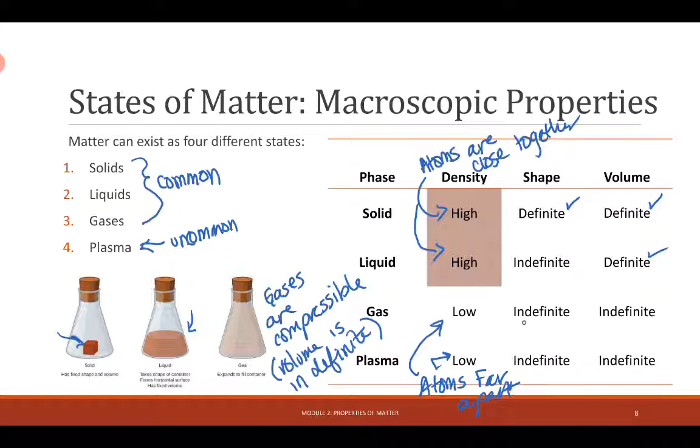So gases don't have a definite shape, they don't have a definite volume, and if you look at the macroscopic properties of a plasma, they match that of a gas.